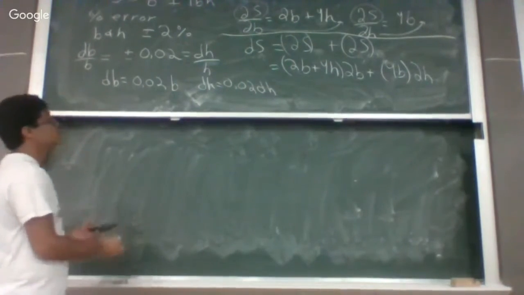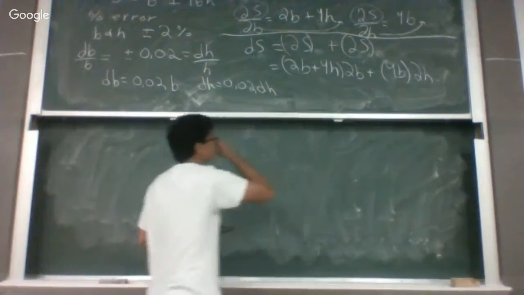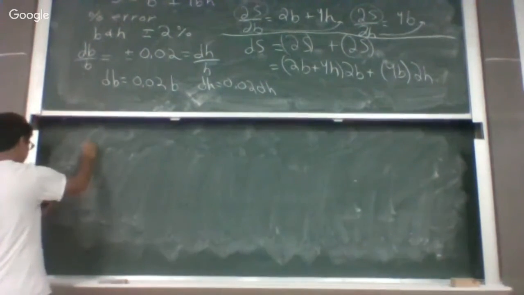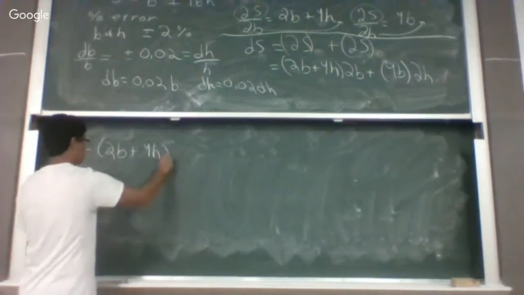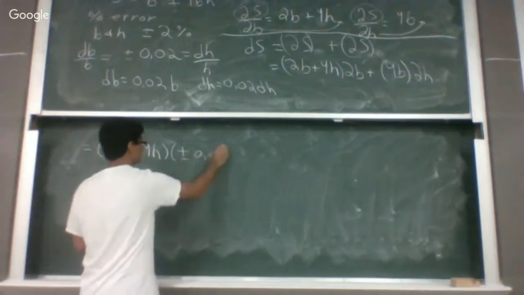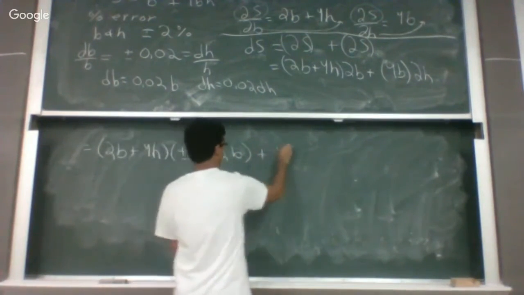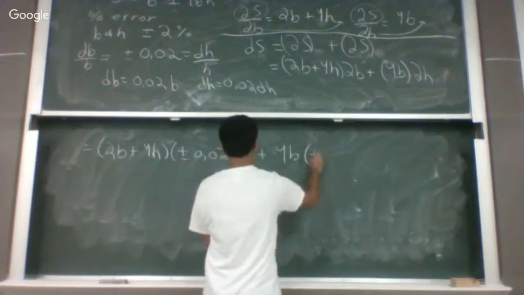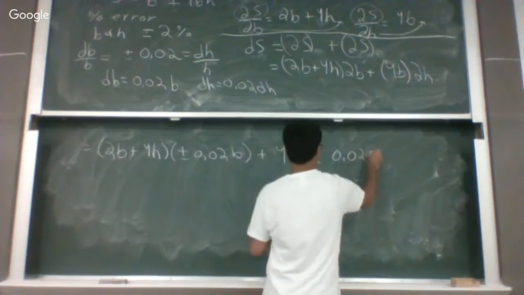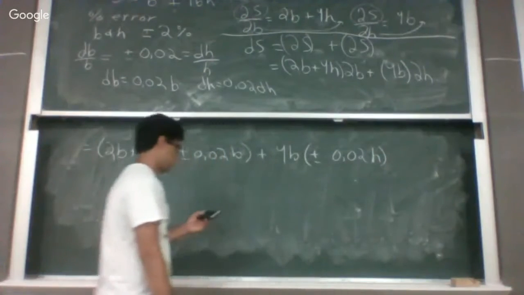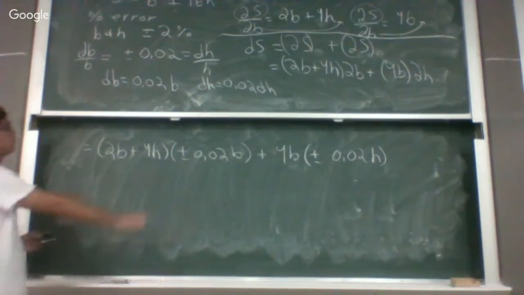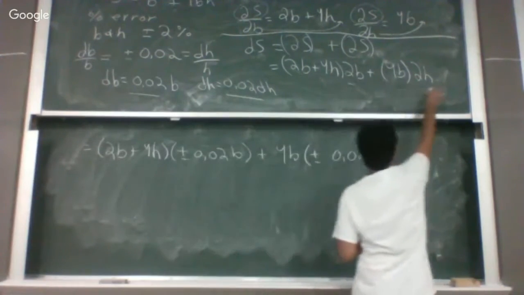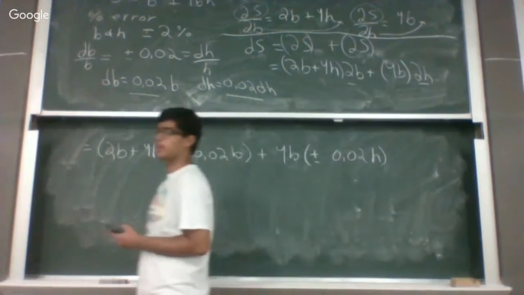So in that first equation, or this equation here, we can make the substitutions. So this is equal to 2b plus 4h times now plus or minus 0.02b, plus 4b times plus or minus 0.02h. Okay? We substituted these values for these values.